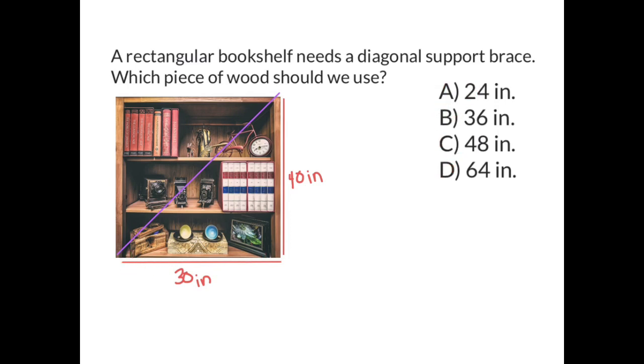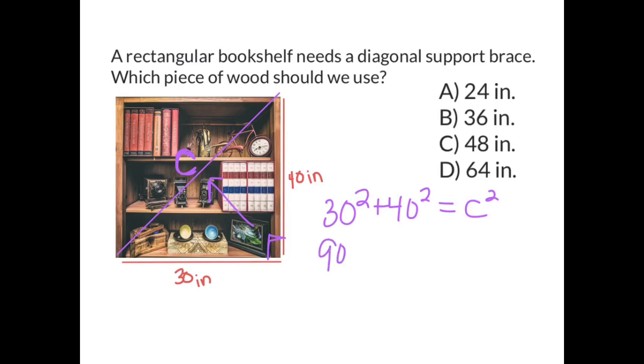30 inches is the bottom of the bookshelf, 40 inches is the side of the bookshelf. We're trying to find this diagonal. The diagonal is the hypotenuse. My right angle is right here. So I can say 30 squared plus 40 squared equals c squared, and the c represents the hypotenuse, not the actual answer for the multiple choice question.